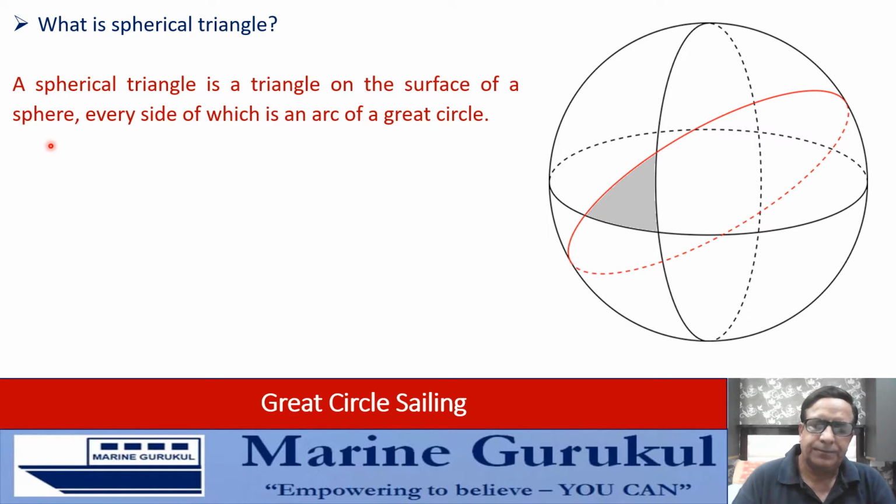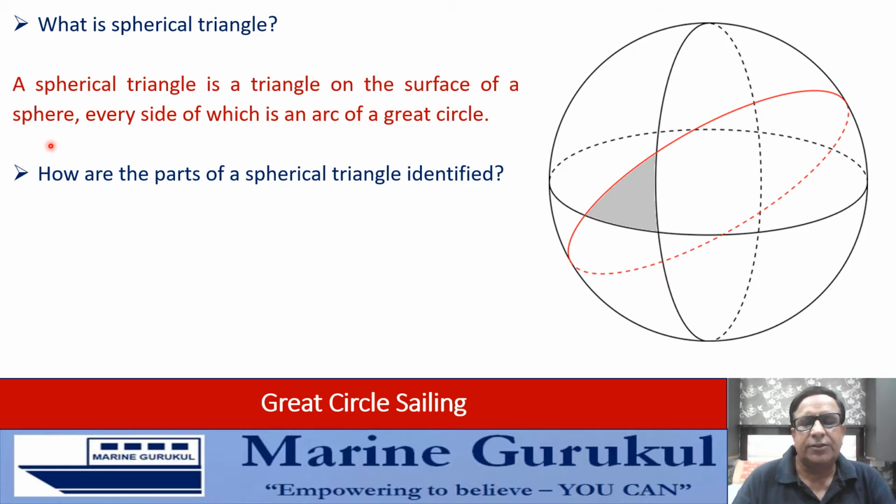Now, since it's a triangle, it has 6 parts. It has 3 angles at the vertices and it has 3 sides. So how are these parts of the spherical triangle identified? The names of the vertices indicate the name of the angles at the vertices, and they are represented by capital alphabets. For example, in our case, if you see on the screen, you have X, Y, and Z, which are the vertices of the spherical triangle. And obviously then the angle at this vertex is referred to as angle X, angle Y, and angle Z.